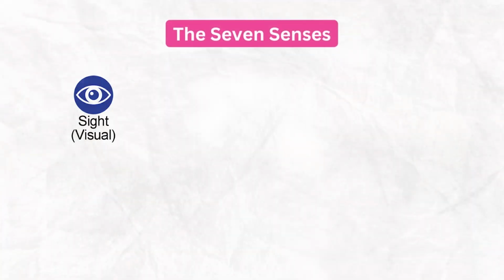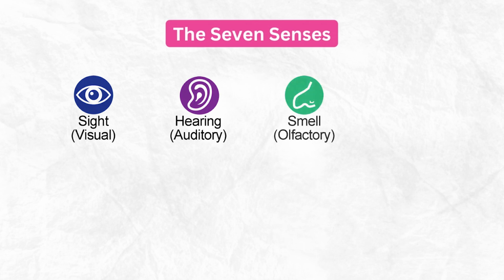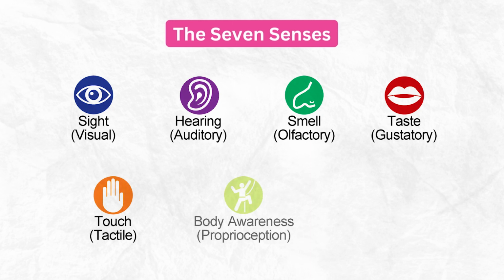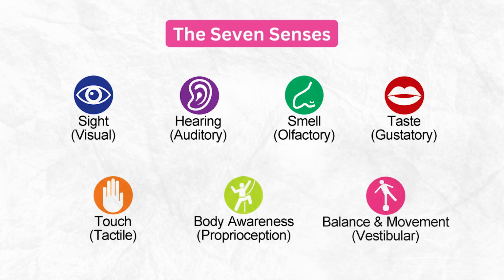To understand this, we have to understand the basic senses. We have 7 basic senses: the eyes, visual sense; hearing, auditory sense; smell; taste; touch; proprioception; and vestibular senses. These are the normal 7 senses which help us to move ahead, to understand things, and to be in this environment.